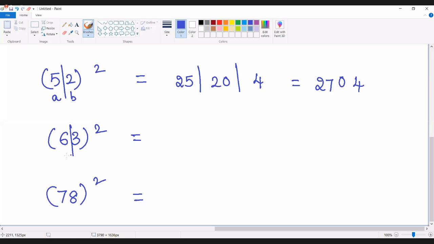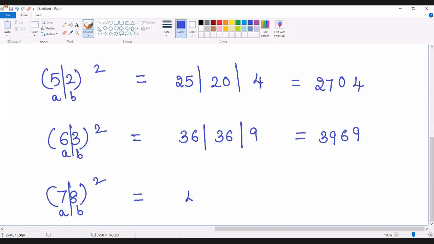If it is 63 square, take it as A and B. 6 square is 36. 2AB is going to be 6 3s are 18. Double of 18 is 36. 3 square is 9. Take 9, take 6, send the rest as carry. 3969.